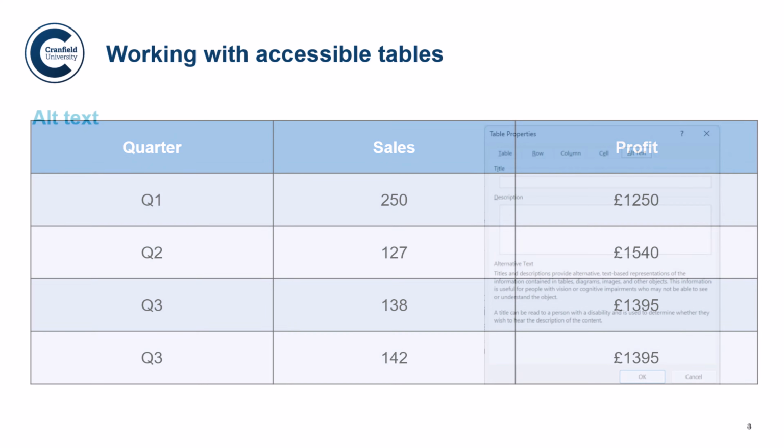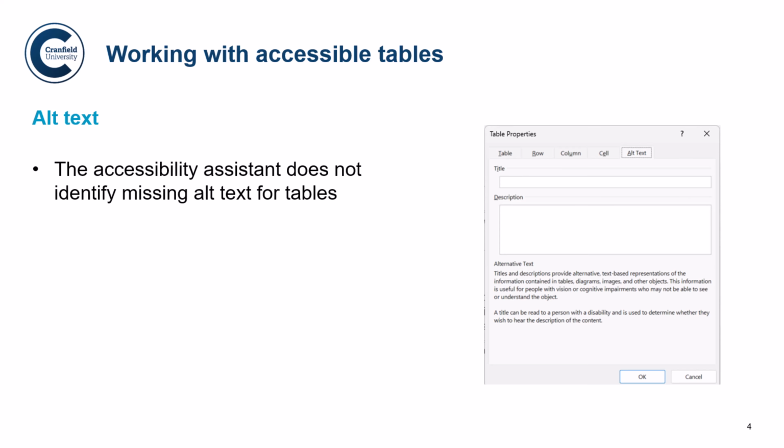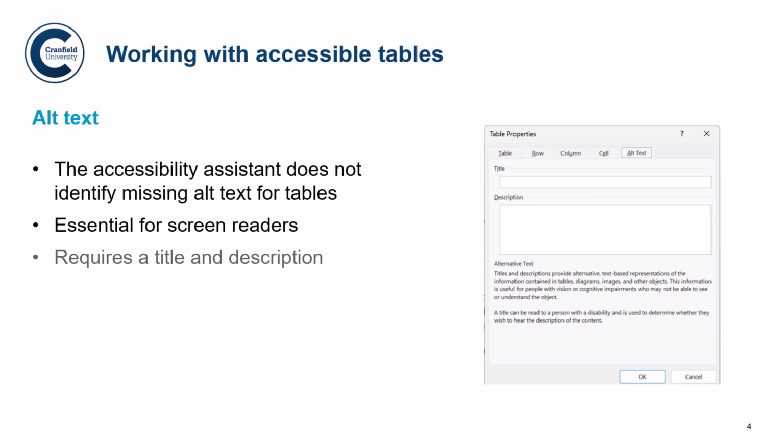The accessibility assistant won't flag missing alt text for tables, but alt text is still essential for anyone using a screen reader. Each table should have a clear title and description in the alt text field. This is read out first, helping the user decide whether they want to navigate through the full table content.